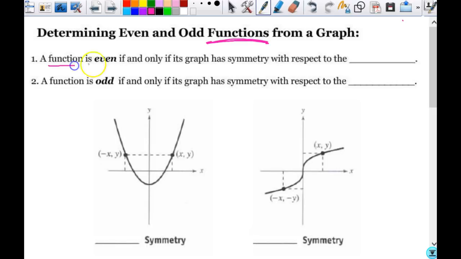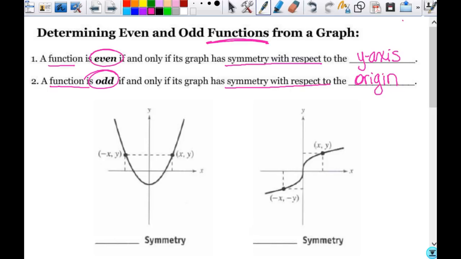So a function is even if and only if its graph has symmetry with respect to the y-axis. Okay? Even functions have symmetry with respect to the y-axis. Why that's the case, why you care, all that's coming later. We're just going to learn what they are and how to identify them so that hopefully it can connect in the future. A function is odd if and only if its graph has symmetry with respect to the origin. And if you look back on the front of your notes, if it has x-axis symmetry, why don't we count that? Because it's not a function, exactly.